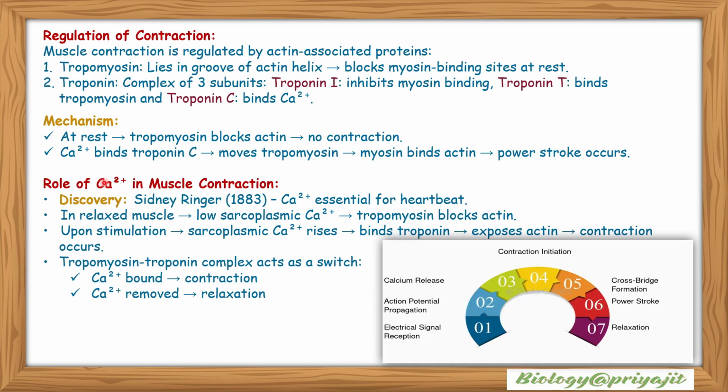What is the role of calcium 2 plus in muscle contraction? Discovery: Sidney Ringer in 1883 first discovered that calcium 2 plus is essential for heartbeat. In relaxed muscle, there is low sarcoplasmic calcium, so tropomyosin blocks actin and does not allow the attachment of the myosin head with actin. Upon stimulation, sarcoplasmic calcium 2 plus rises, it binds troponin, and removes tropomyosin from its position. Then actin is exposed, and contraction starts.